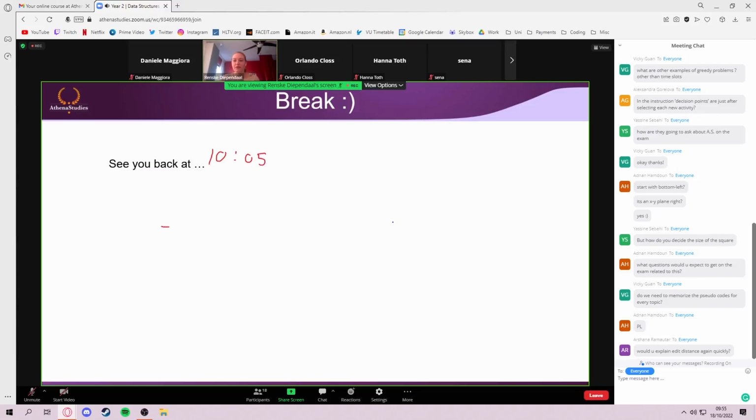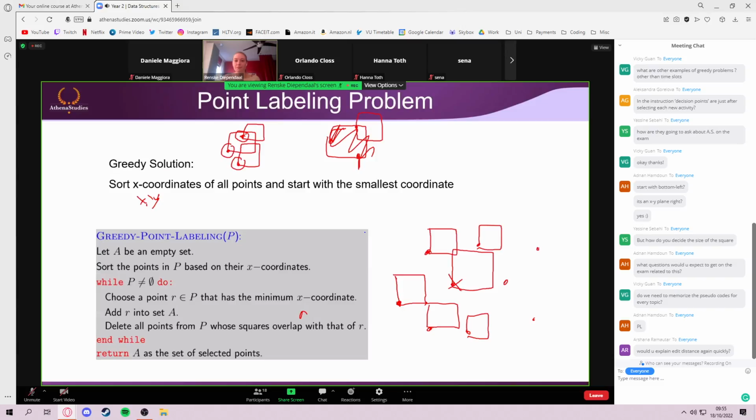What questions would you expect to get on the exam related to this? Okay, so for the point labeling problem, they might give you some images where they drew the labels already and ask which one of these uses the greedy point labeling algorithm. Maybe you can also expect general questions on greedy, like how does it work? Which one of these would be a greedy algorithm? Something like that, maybe.